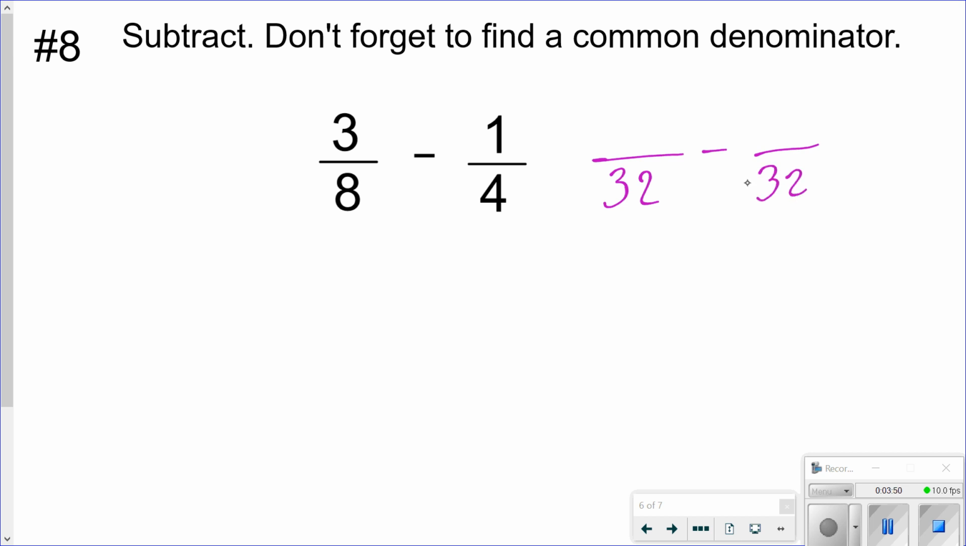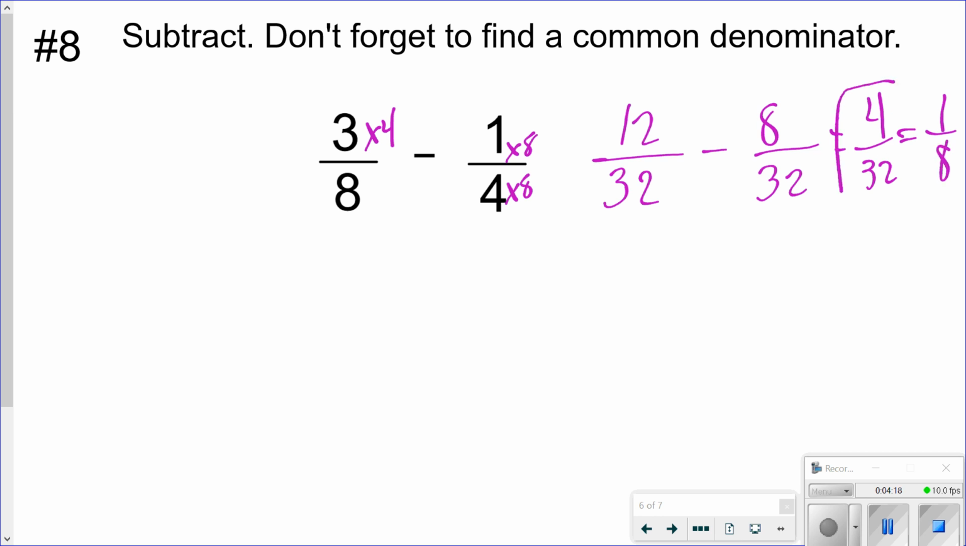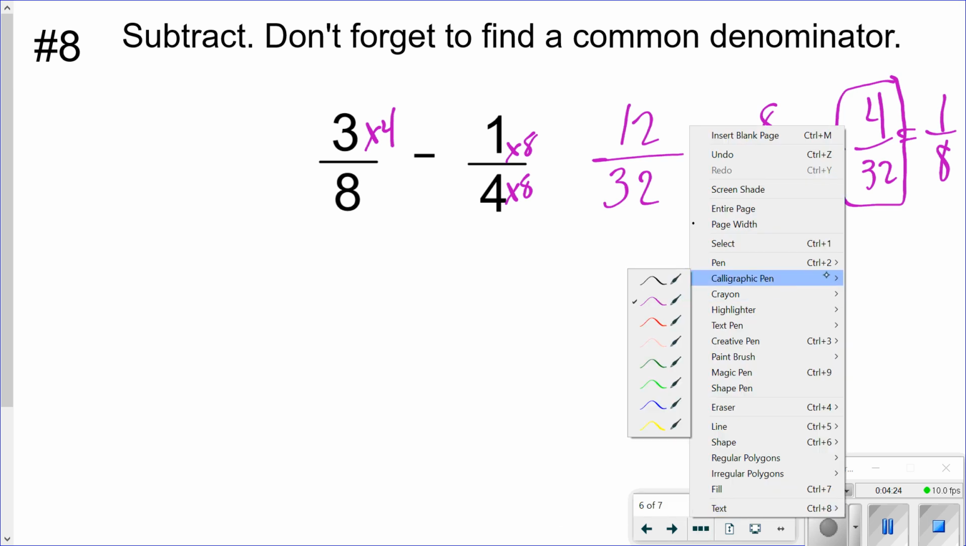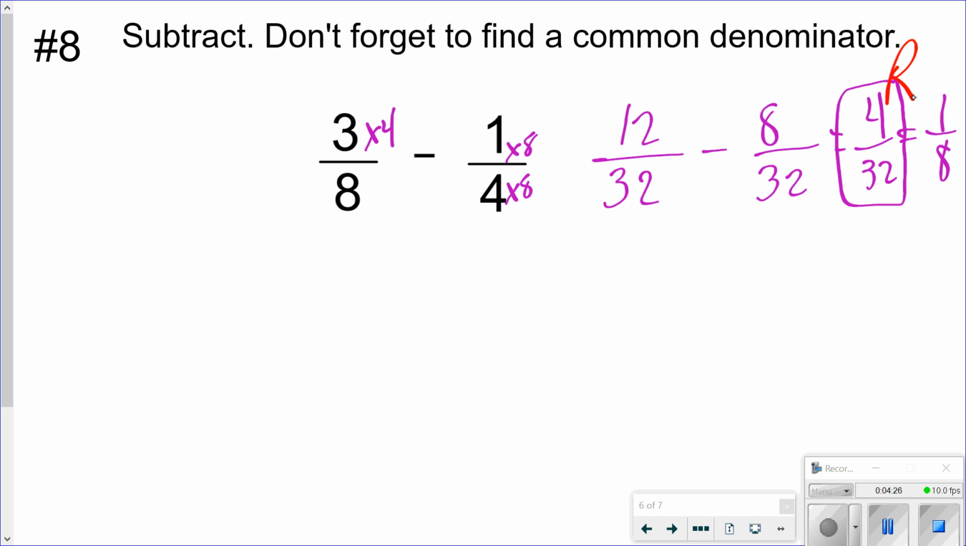To get to 32, we're multiplying the 8 and the 4, so this would be times 4, and that's 12. And then this one would be times 8, and that's 8. So when we subtract, we end up getting 4/32. And then if you wanted to reduce that, which you should, you would end up with 1/8. But a lot of kids will just stop right here and think that's their answer. And if you're in Mrs. Larkins' class, I always give a big red R or purple R that says, nope, you've got to reduce that. So your final answer is 1/8.